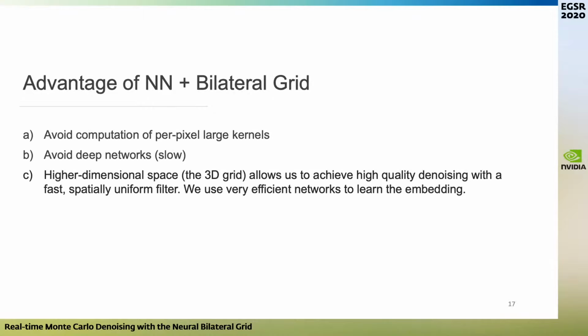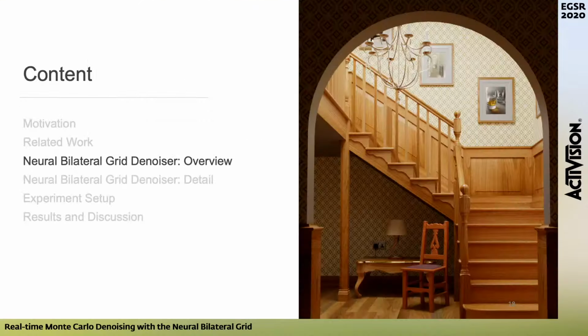The motivation for using the bilateral grid in Monte Carlo denoising is to avoid the explicit computation of per-pixel weights for large filter kernels, which requires deep networks. Instead, we learn to embed the data into a higher dimensional space, which allows us to achieve high-quality denoising with a fast, spatially uniform filter. In addition, we can use a very efficient network that learns the embedding.